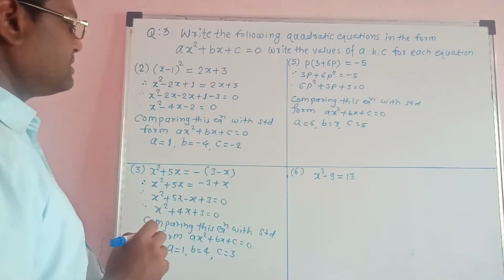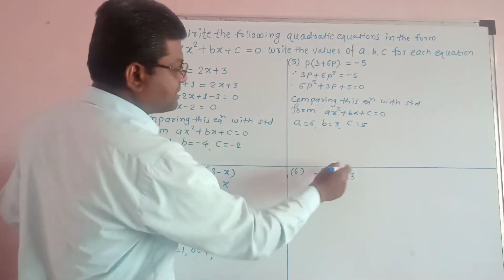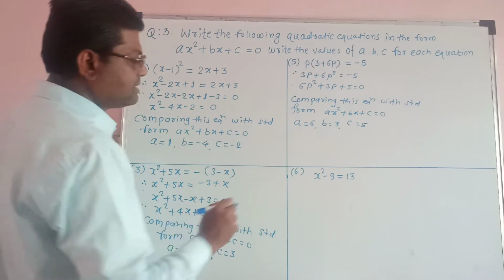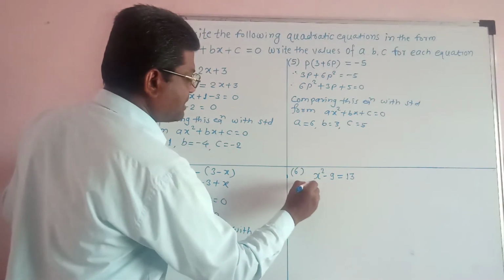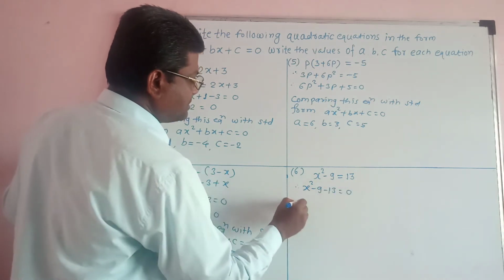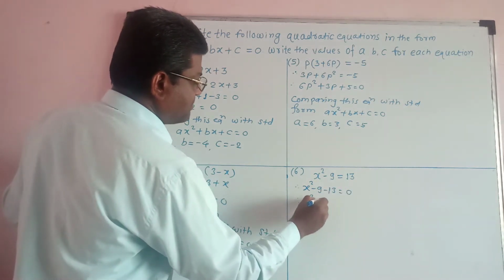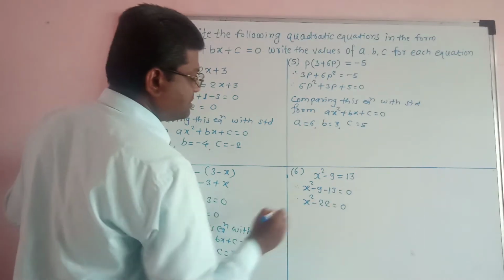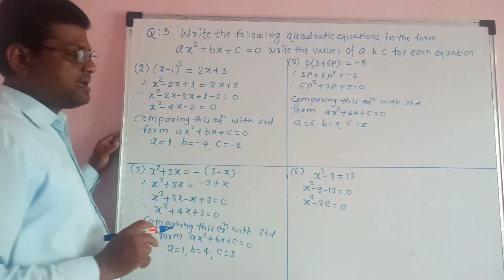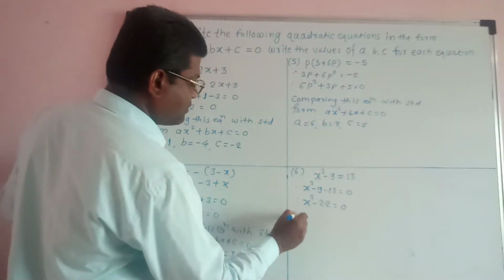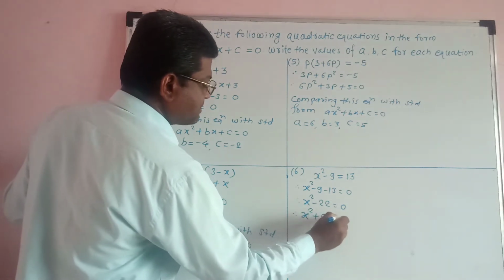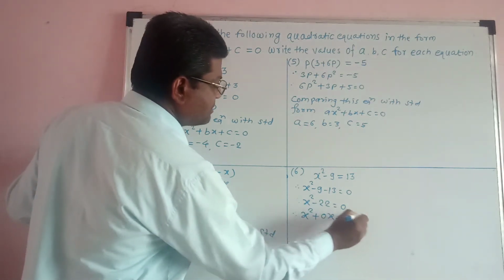Now the example number 6. Example number 6 is x square minus 9 is equal to 13. Therefore, x square minus 9 minus 13 is equal to 0. So x square minus 22 is equal to 0. Here term of x is absent. Therefore, we write that term as x square plus 0x minus 22 is equal to 0.